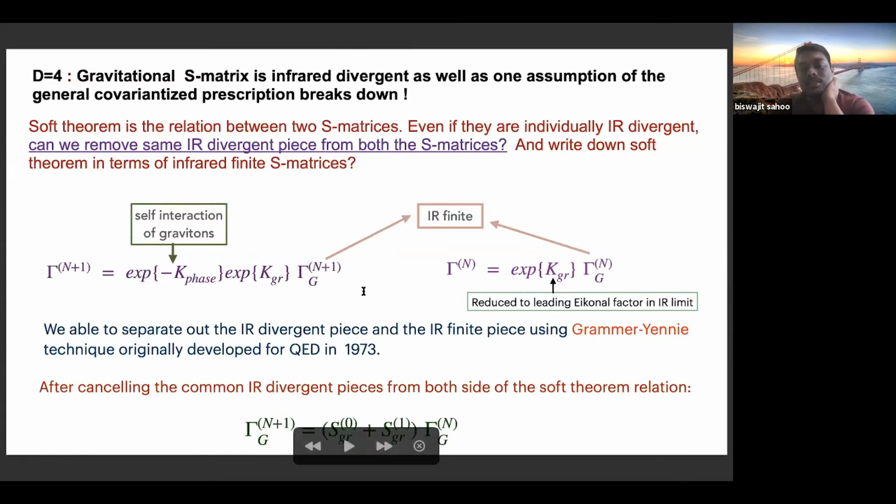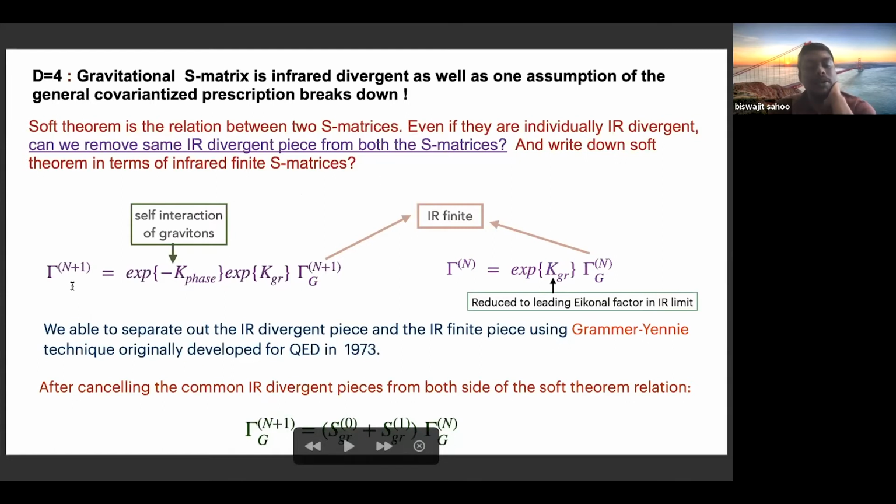But the thing is that since the soft theorem is a relation between two S matrices, if we can show that both the S matrices contain the same IR divergent factor, like both gamma n plus 1 and gamma n, then possibly by taking the ratio, or cancelling the same divergent factor from both sides in the soft theorem relation in terms of the IR finite part of the amplitude, we still can make sense of the soft theorem. And this is what I am going to tell.